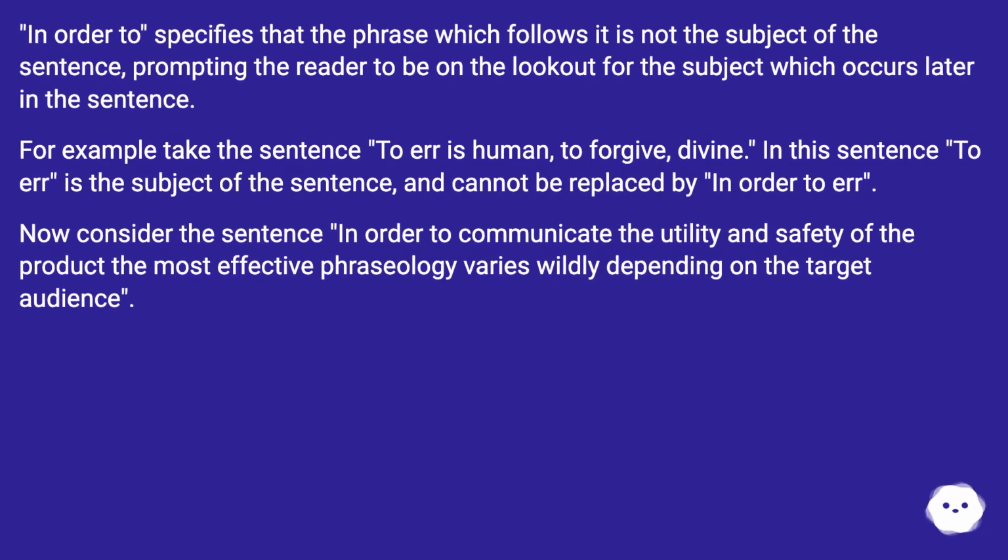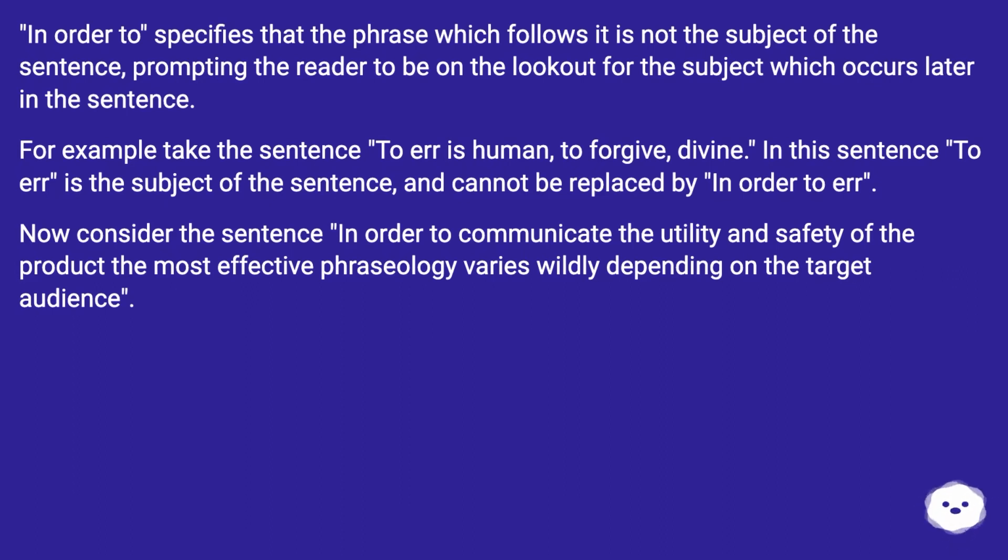In order to specifies that the phrase which follows it is not the subject of the sentence, prompting the reader to be on the lookout for the subject which occurs later in the sentence. For example, take the sentence, to err is human, to forgive, divine. In this sentence to is the subject of the sentence, and cannot be replaced by in order to.